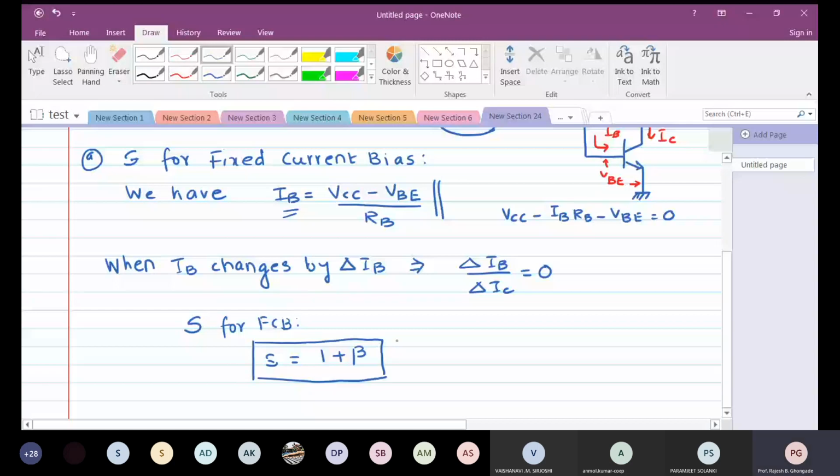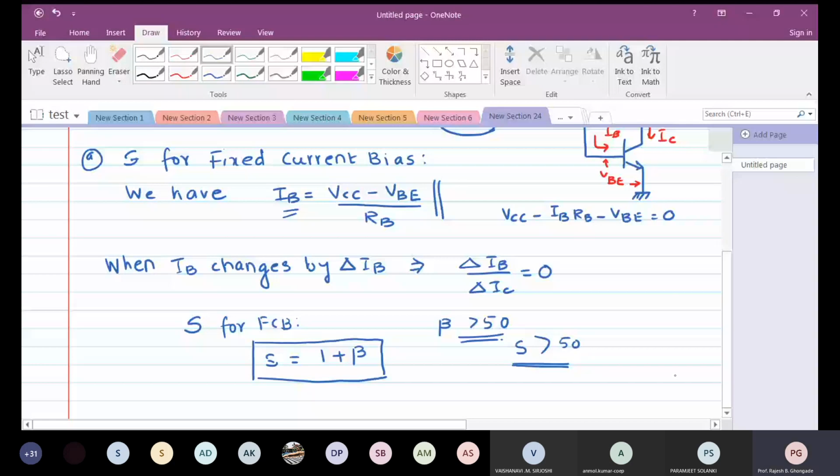Now here itself we can see beta is almost always greater than, let us say, 50. For small signal transistors, beta is always greater than 50. So what can you say about the stability factor here? It will always be greater than 50, no matter what you do. And we have already studied earlier that if the stability factor is greater than 50 or in the range of 50, it is not a very stable circuit. That is what we have already seen.